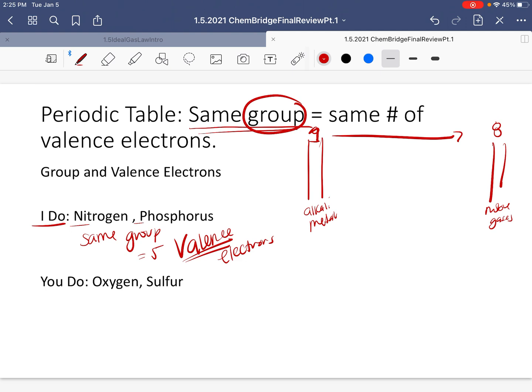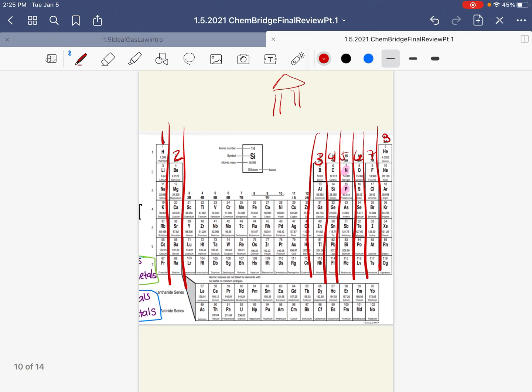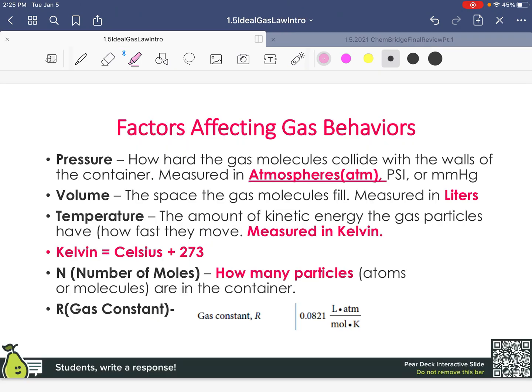Try the next one, guys. It is oxygen and sulfur, and then you can check your work. So again, guys, now we're looking at oxygen and sulfur. Oxygen and sulfur in the same column. They're in group 6. So again, same group.